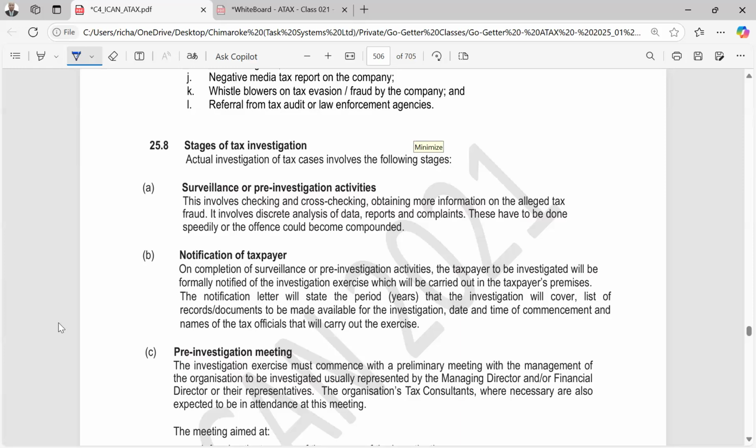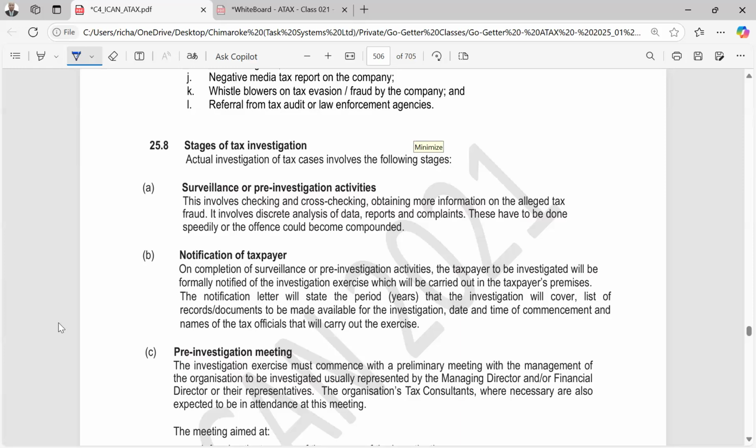Then the next thing is when they have gotten substance that they can work with, they notify the taxpayer. So the taxpayer needs to be notified that an investigation will be coming up formally in his residence. So the taxpayer will be aware that now he's been investigated. Before, when surveillance is being done, nobody is telling him anything. Now, notification of taxpayer, because the taxpayer will be aware it's being investigated.